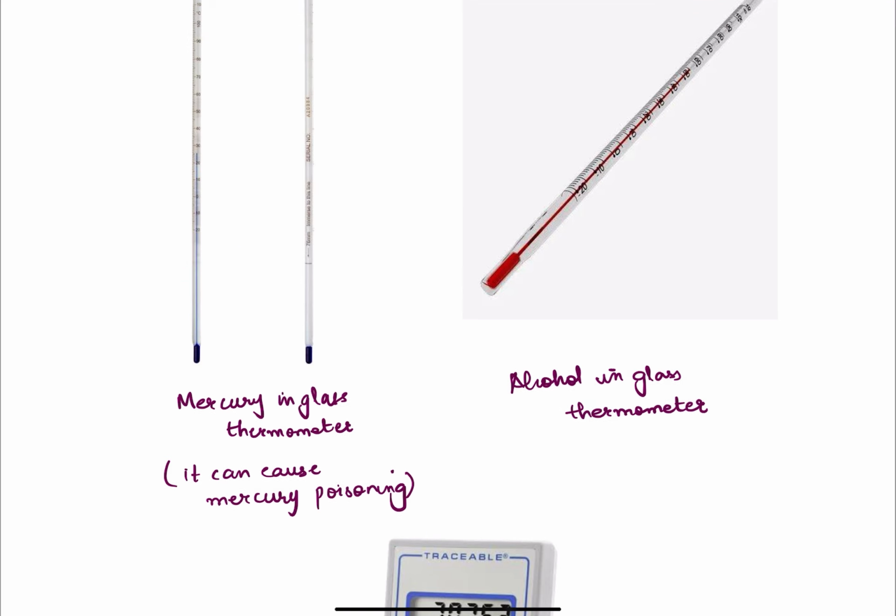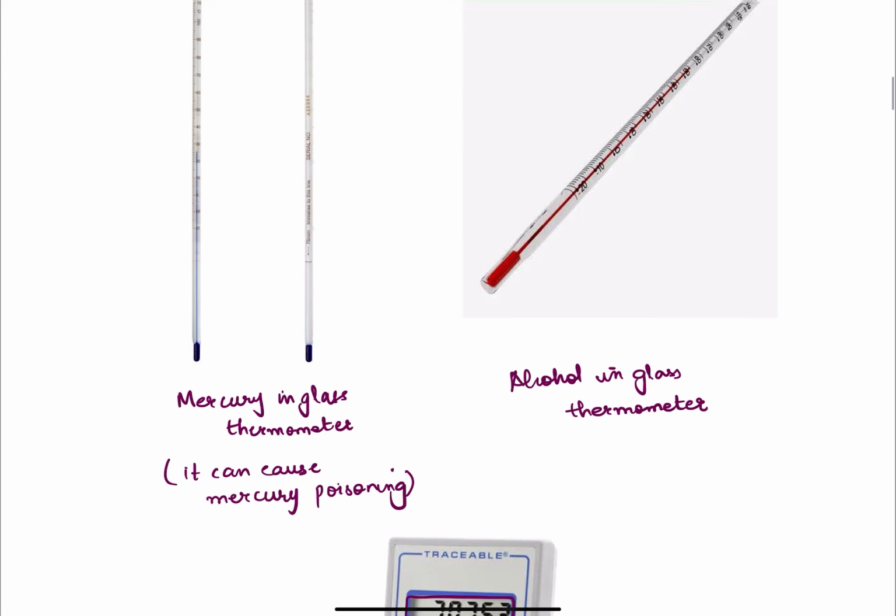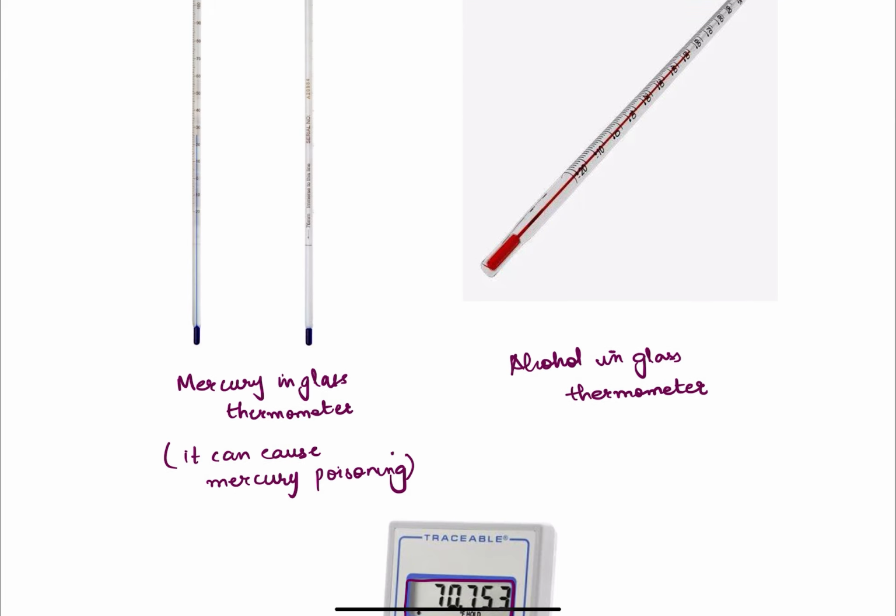We can also use electronic thermometers. In electronic thermometers, this is a probe. You just put this probe inside the liquid and the temperature will be recorded on the screen like here. You just put the probe inside the solution whose temperature you need to find out and you can get the temperature. But usually for our experiments, they give us a mercury in glass thermometer or an alcohol in glass thermometer.